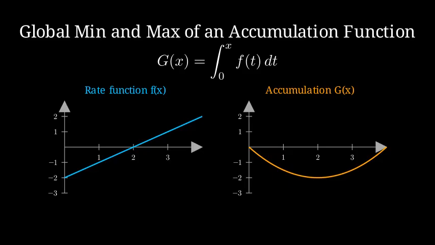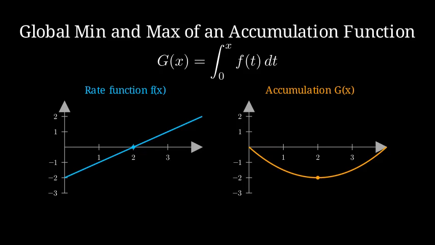When f of x is negative, g of x is decreasing. When f of x is positive, g of x is increasing. Let's start at x equals 0 and move to x equals 2. At x equals 2, the rate function crosses the x-axis, so f of x is 0. That is a critical point for g of x.